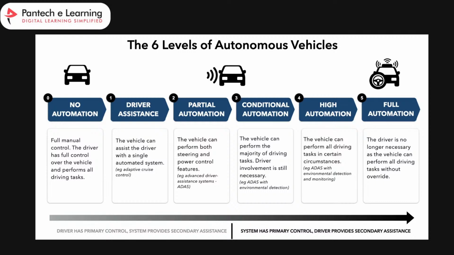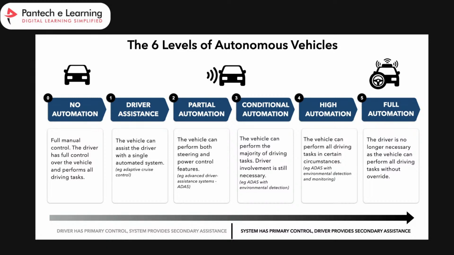So this is level 0, and level 0 is fully operated by the driver. Here, some warnings will be there, like a blind spot alert. These are all the warnings in this no automation stage, that means level 0.